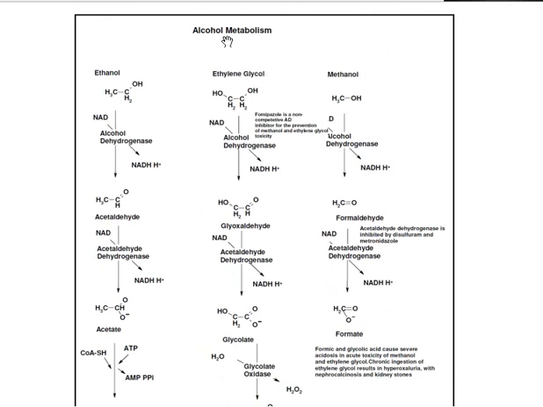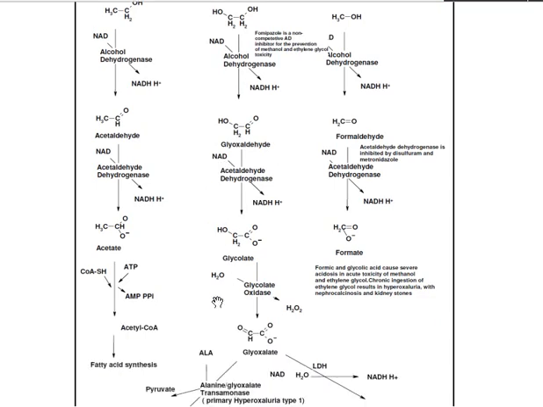Now you need to know that apart from ethanol, we have other forms of alcohol. Alcohol can also be ethylene glycol, and alcohol can also be methanol, which is the most dangerous alcohol. So ethylene glycol can still be acted upon by alcohol dehydrogenase, which converts ethylene glycol to produce glycoaldehyde. Is it clear? And then glycoaldehyde can be acted upon by acetaldehyde dehydrogenase to produce glycolate, and glycolate is going to be acted upon by glycolate oxidase to produce glyoxylate.